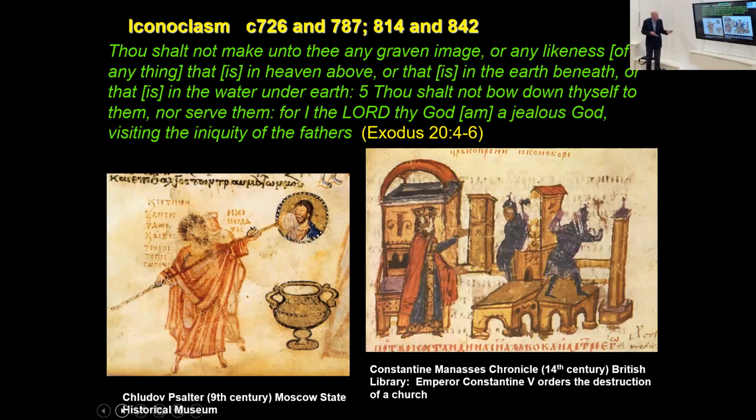So here we've got some illustrations of what happened with iconoclasm, from a much later manuscript, a 9th century manuscript, a lovely one actually from the Moscow State Museum, showing an icon here actually being destroyed. And over here, again from a different manuscript, we've actually got King Constantine V ordering a church to be destroyed. So it became quite a political tense pull.